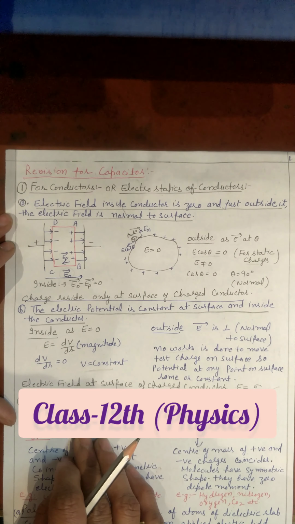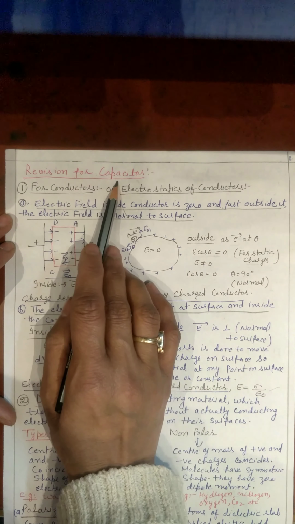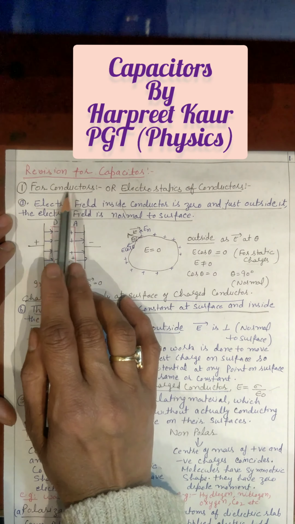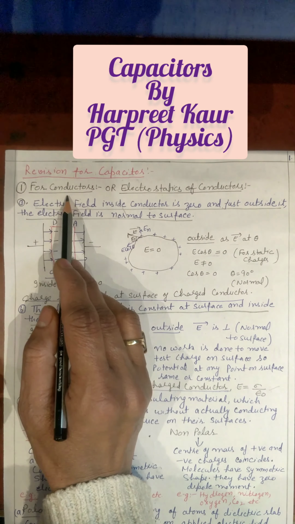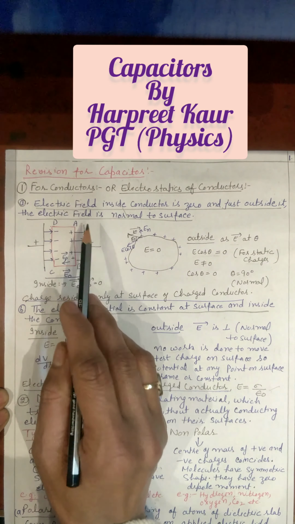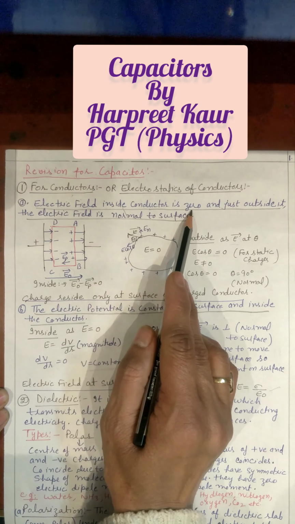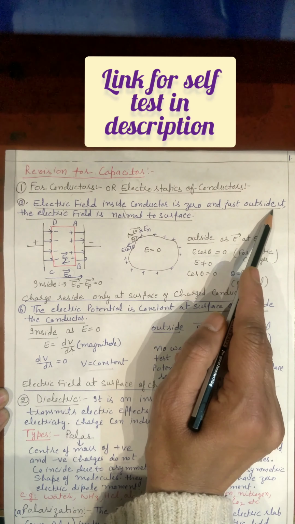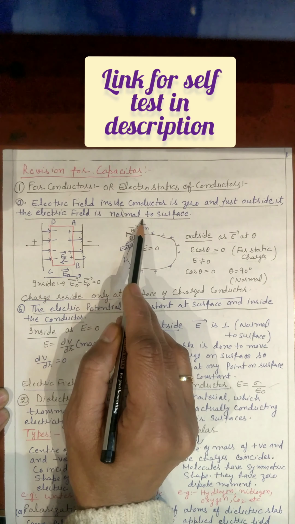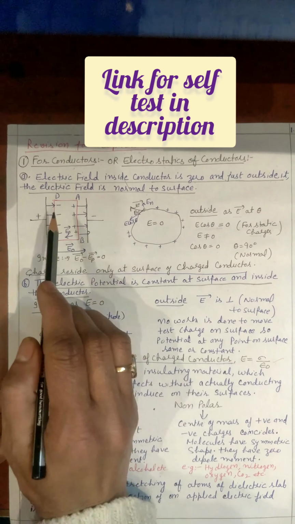Today we are discussing the capacitor. Before describing the capacitor, we should know some characteristics of conductors. The electric field inside the conductor is zero. It is just outside it, and outside it is normal. Here we have the field.